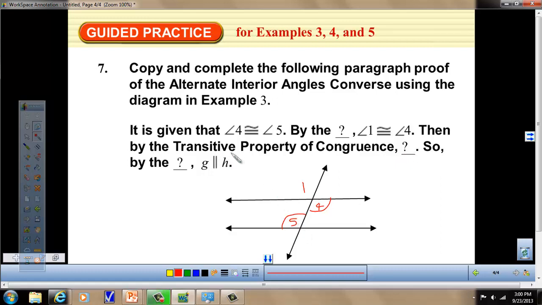So this is basically the same as example 3, but they wrote it as a paragraph proof. Make sure that you write the word converse in your statement, so this way you know that you're trying to show that two lines are parallel. I agree. Make sure, because in the last section we used just the corresponding angles postulate or the alternate interior angles theorem. Now we need to make sure that you're talking about the converse. If it's a converse and you leave that out, then you lose points.